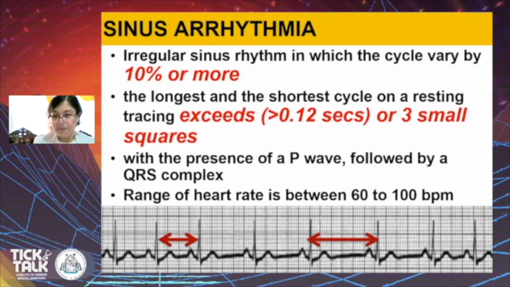The patient has a P wave followed by normal looking QRS. The rate of the patient's heart is still at 60 to 100 beats per minute upon computing or taking a look at the rate using the irregular rhythm technique that we had a while ago, then what we have is sinus arrhythmia.